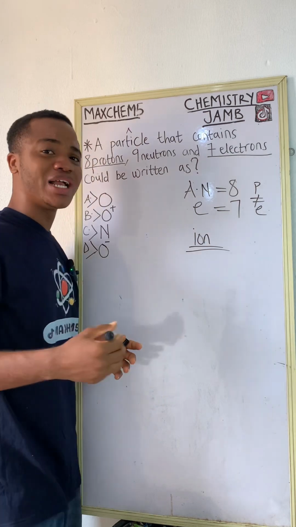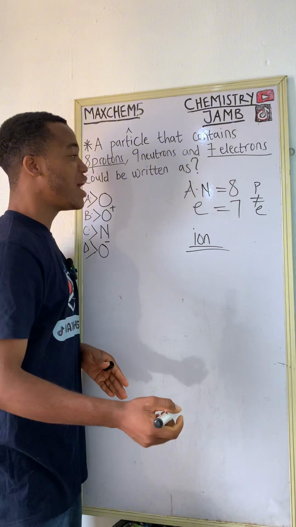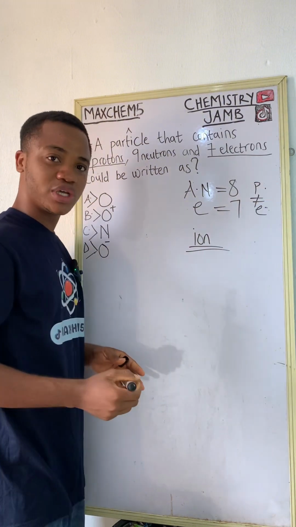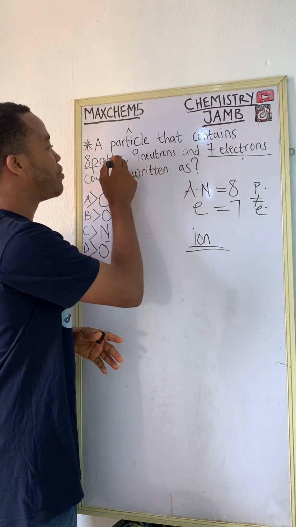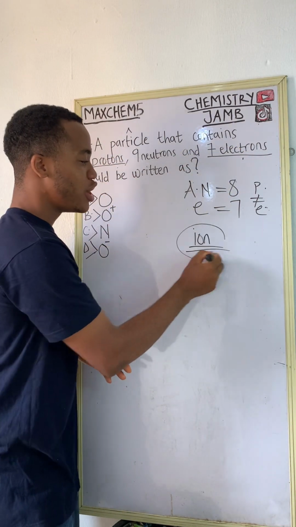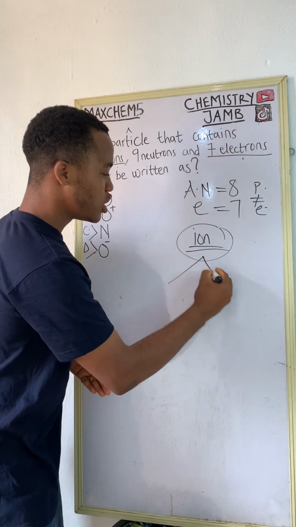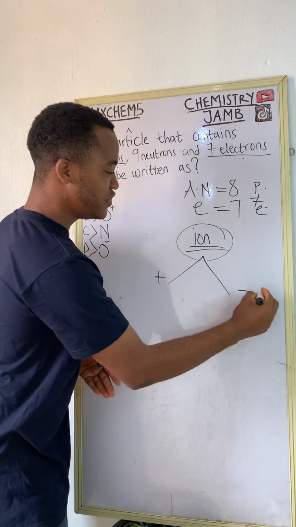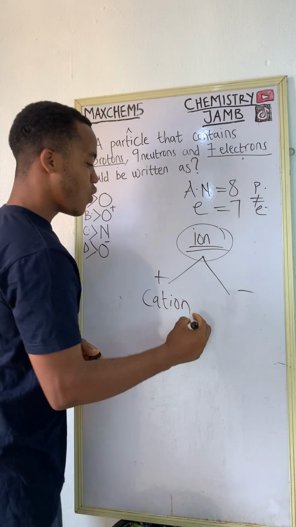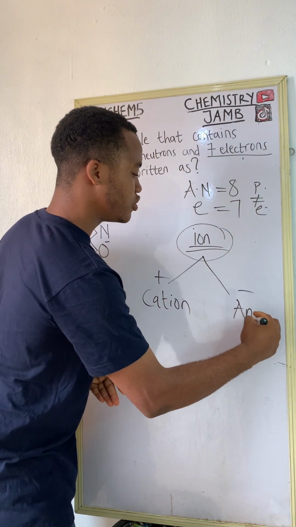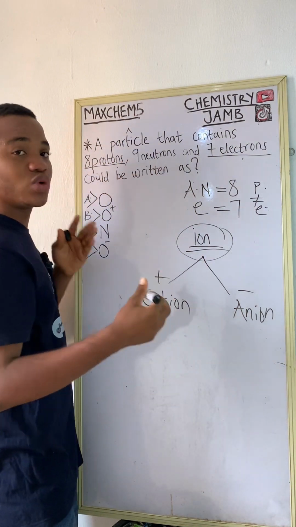Remember, I usually say that a neutral element is an element that has an equal number of protons and electrons, right? So this particular particle has a different number of electrons and protons, which makes it an ion. Now we need to know the type of ion it is. We know that we have different types of ions. We have the positive ion and the negative ion, right? The positive ion is called the cation, while the negative ion is called the anion, right? Are you following me?